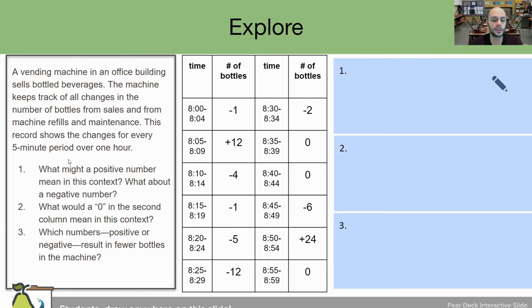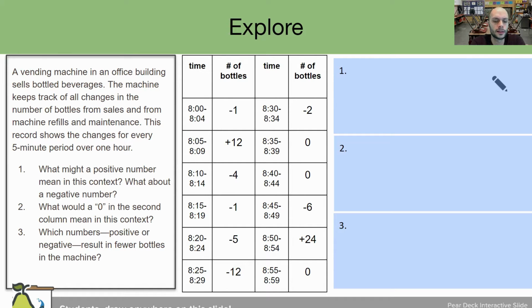Let's go ahead and read number 1 and see what they are requiring us to do. Okay, number 1. What might a positive number mean in this context? What about a negative number? Okay, so pause this video for a quick second and ask yourself, based on this information, based on the fact that we're talking about a vending machine here, where bottles are coming in and bottles are going out, what could a positive number mean? What could a negative number mean? Go ahead, please pause this video.